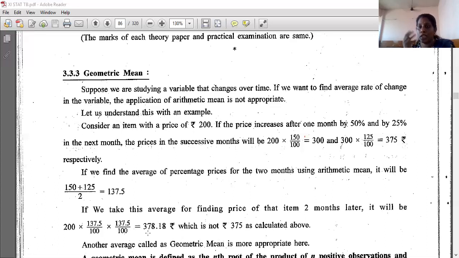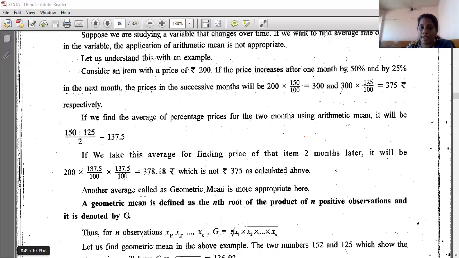If it is asked for 3 months, then 3 times we will do the calculation, like 200 into 137.5 upon 100 into 137.5 upon 100 into 137.5 upon 100. Here only 2 months are asked, so we are doing the calculation for 2 months, that is 200 into 137.5 upon 100 into 137.5 upon 100, that is 378.18 rupees, which is not 375 as calculated above. Okay, so another average called a geometric mean is more appropriate here.